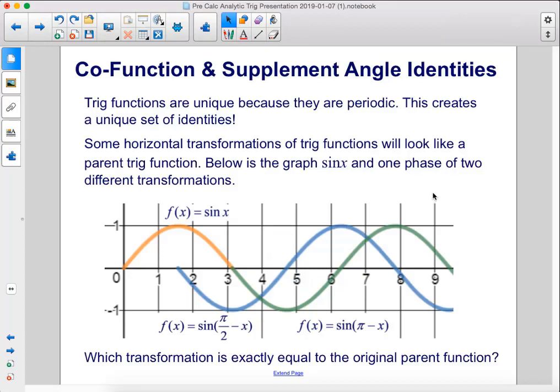Trig functions are unique because they're periodic. This creates a unique set of identities. Some horizontal transformations of trig functions will look like a parent trig function. Below is the graph of sine x and one phase of two different transformations. We have sine of pi over 2 minus x and sine of pi minus x. Which transformation is exactly equal to the original parent function? Well, that would be this one in green.